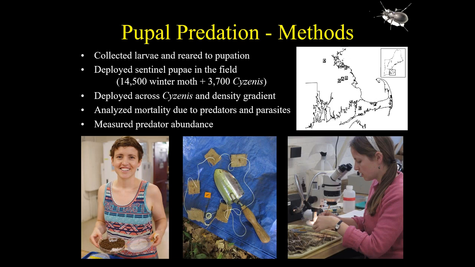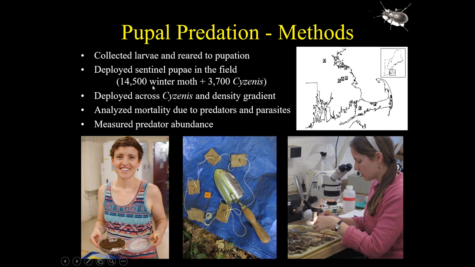Anyway, what Hannah did was collect all these winter moth pupae. We were collecting them by the tens of thousands to assess parasitism. Like in that study in Wellesley, that year we collected 75,000 caterpillars and reared them to the pupae stage and dissected them all. But here are the little cocoons the pupae make. So Hannah took these cocoons and glued them with beeswax to burlap strips and put them out all across the landscape in eastern Massachusetts. Over a period of, I think, 4 years, she deployed 14,500 winter moth pupae, some of which had Cyzenis.